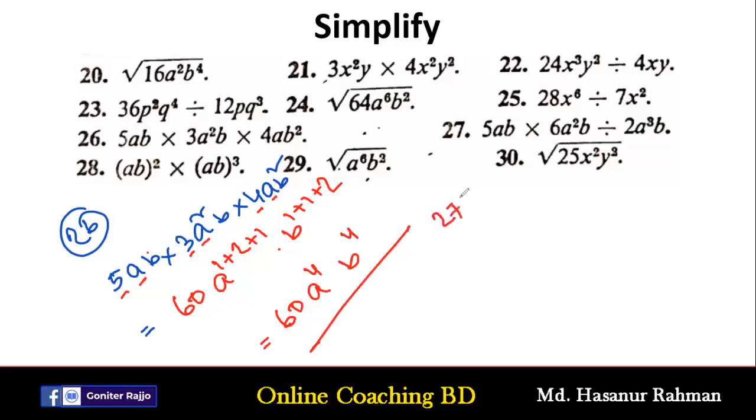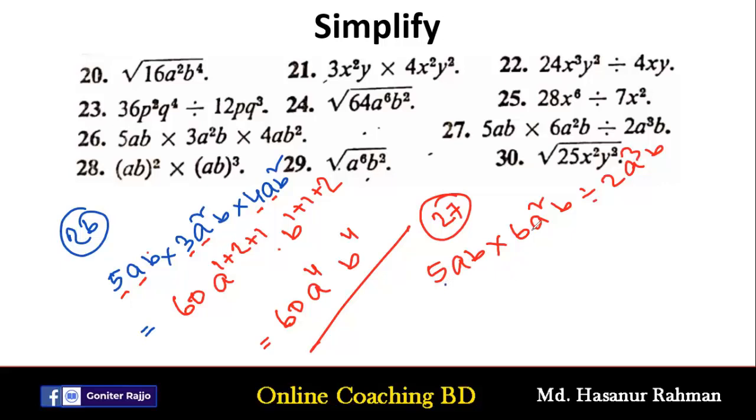Now 27. How can you solve this problem? 27 says 5ab multiplied by 6a square b divided by 2a cube b. Now, how can you solve this problem? This is also very easy.